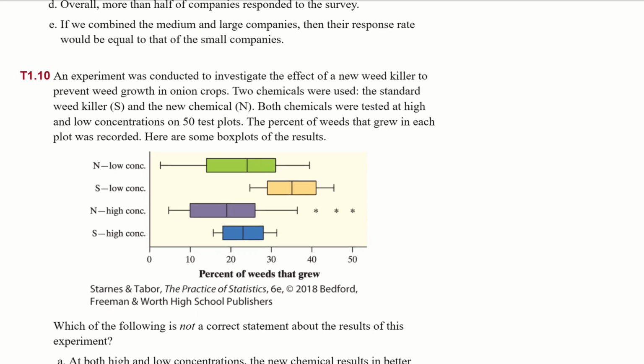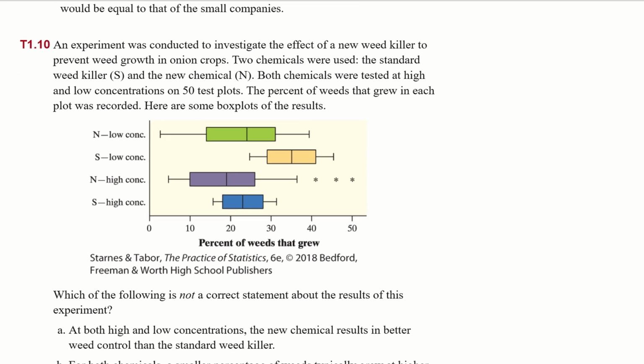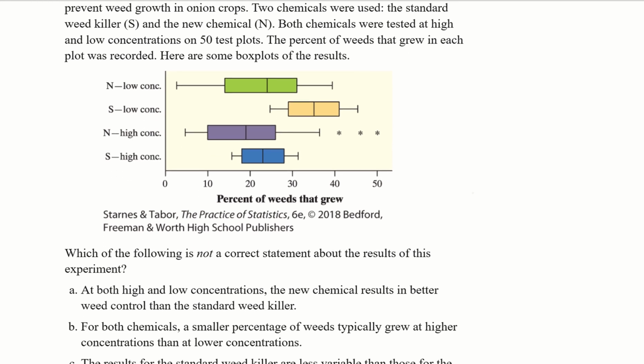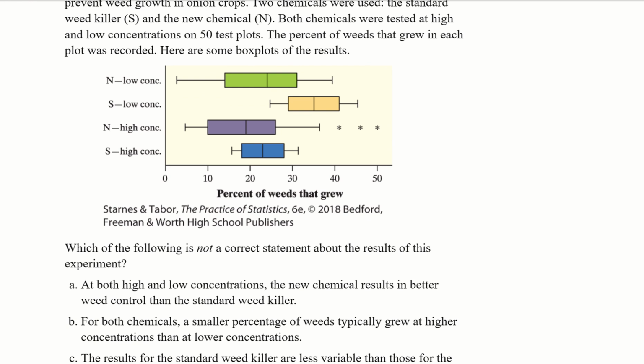All right, so let's look at number 10. An experiment was conducted to investigate the effect of a new weed killer to prevent weed growth in onion crops. Two chemicals were used, the standard weed killer and the new chemical. Both chemicals were tested at high and low concentrations on 50 test plots. The percent of weeds that grew in each plot was recorded. Here are some box plots of the results. So we got comparative box plots here. Which of the following is not a correct statement about the results of this experiment?